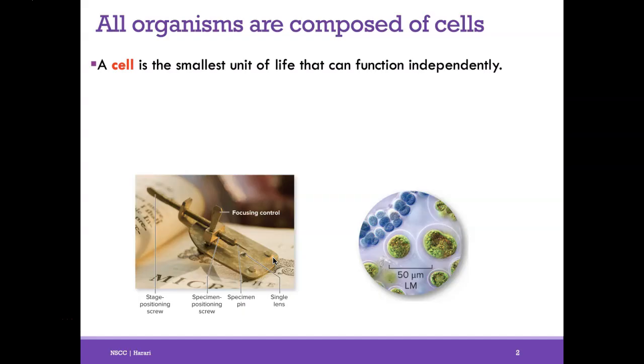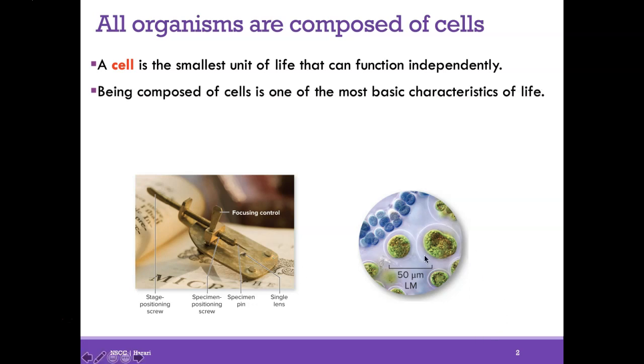As we mentioned in the first chapter, all organisms are composed of cells. And a cell is the smallest unit of life that can function independently. So here we can see some pictures of cells. So being composed of cells is one of the most basic characteristics of life. If you are not made of cells, you are not alive.